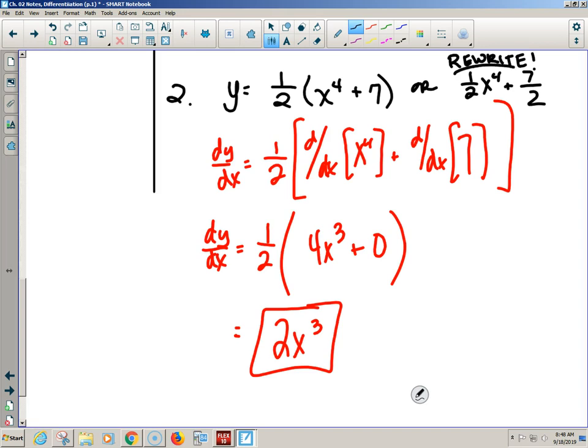We're going to be rewriting it. Sometimes we're going to have to rewrite it, like it's a necessity. And this one you didn't have to rewrite it. You could have gone for it the way it was and just thought constant multiple rule and sum and difference rule all at the same time. But distributing could have been nice. Distributing could have been helpful.